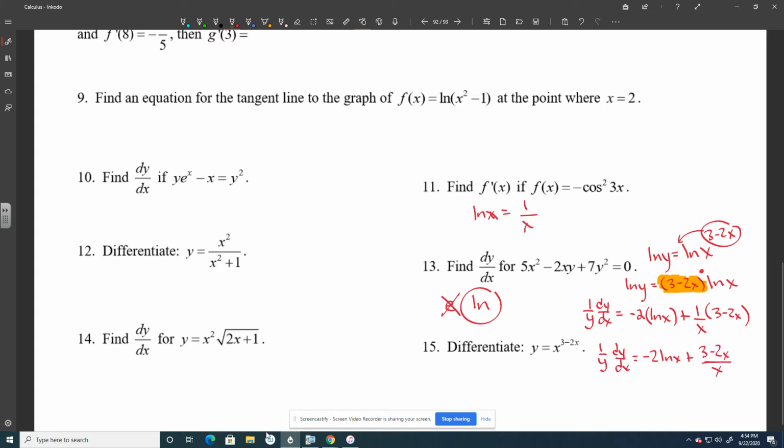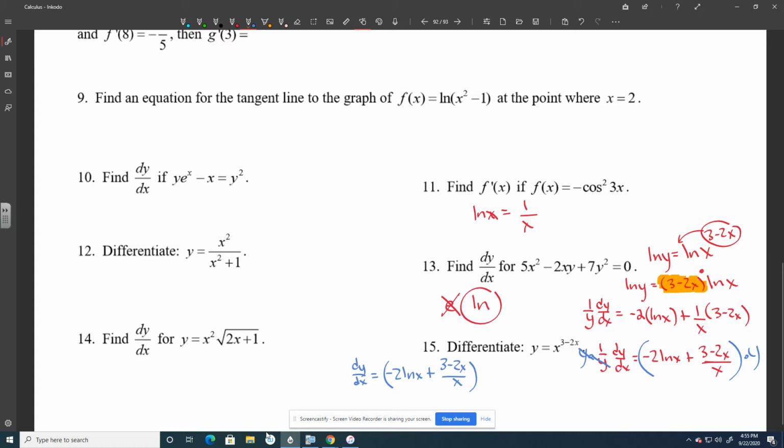Now, it doesn't want 1 over y dy/dx. It wants just the derivative, just the dy/dx. So to get rid of this 1 over y, I'm going to multiply both sides by y, because these are going to cancel. And when I take this side and multiply it by y, I end up with dy/dx equals all of this, negative 2 natural log x, plus 3 minus 2x over x, multiplied by y.